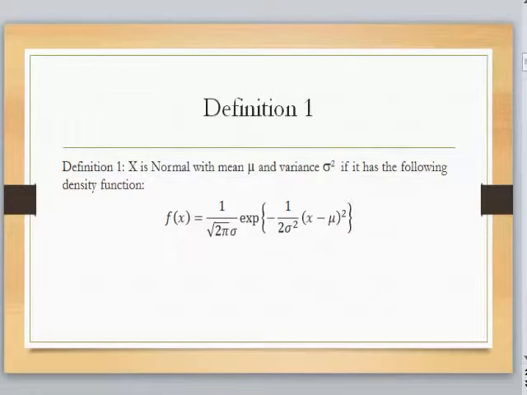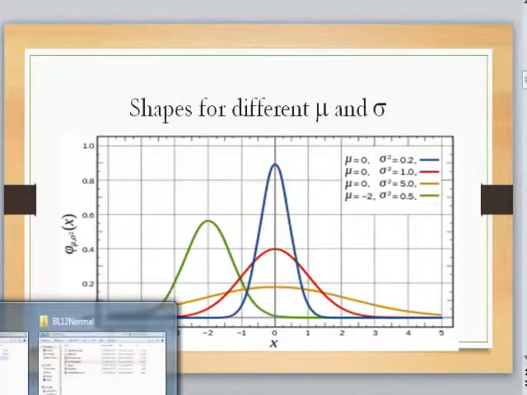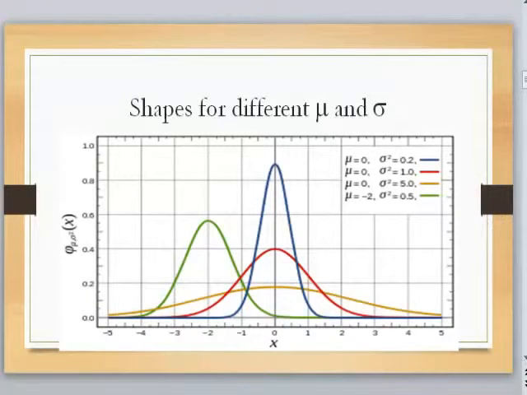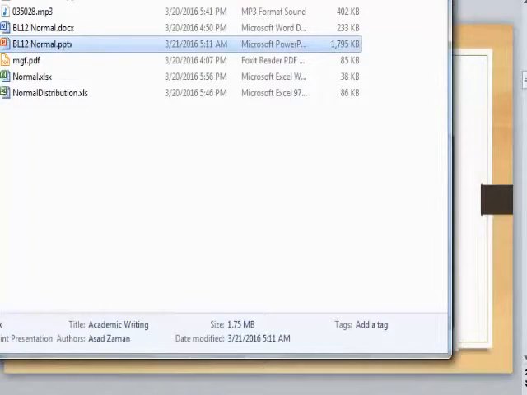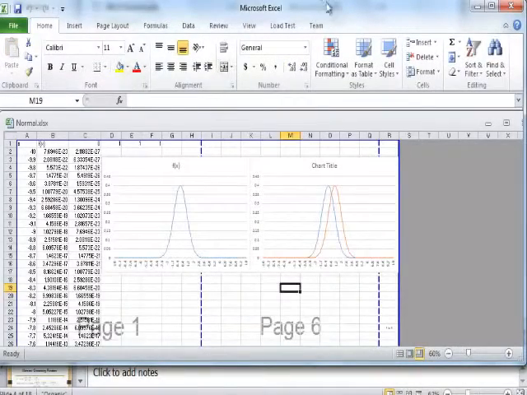Now, what are the properties of this density? Well, this is the shape of the density for different kinds of mu and sigma. Mu is a translation parameter, and sigma is the shape parameter. By changing mu, all that happens is that we shift the density from one place to another place. So this is very easy to do in Excel.